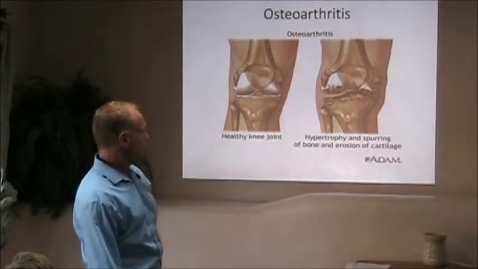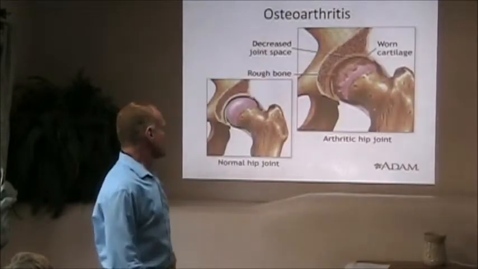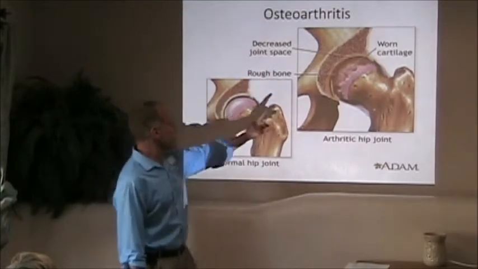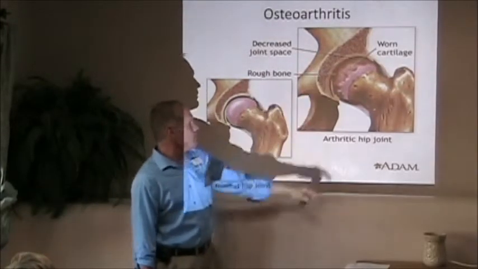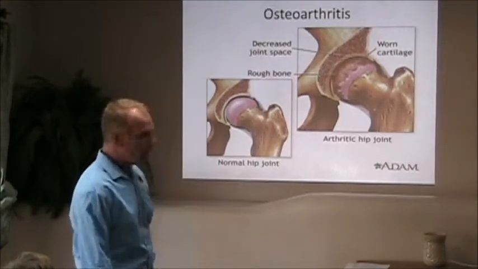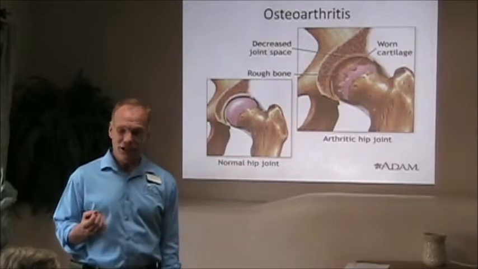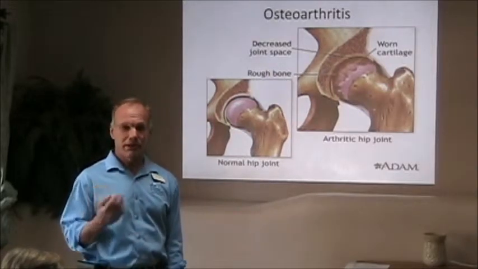The joint space is gone as well. Here's an illustration of a hip, nice smooth cartilage in this hip, this perfect hip. This is bone on bone, grinding bone on bone. It's wear and tear.